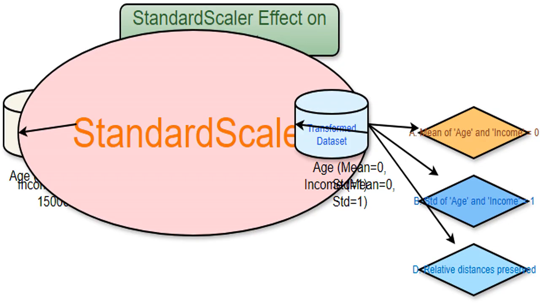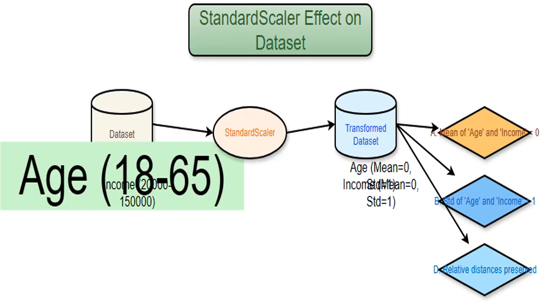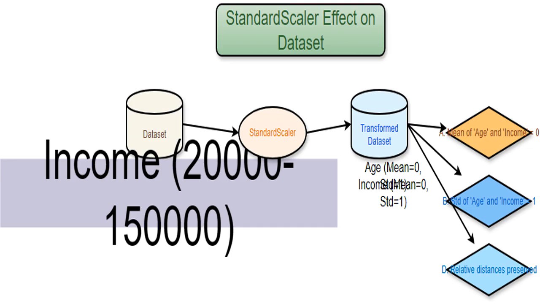I'll use the StandardScaler tool from scikit-learn, a popular Python library for machine learning. This tool helps me prepare the data for my machine learning model. The ages in my dataset range from 18 to 65 years old. And the incomes range from $20,000 to $150,000 per year.